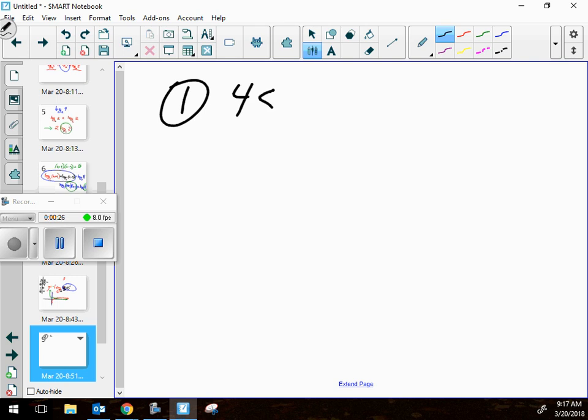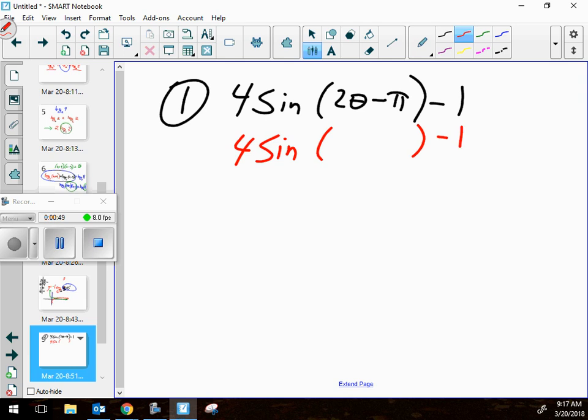So 4 sine of 2 theta minus pi, minus 1. And what's different about this than normal? Where? Which part? The inside. And what was special about the inside? You should factor it. Now, I want you to factor that and then graph what you get for the results. I'm going to pause for a second.